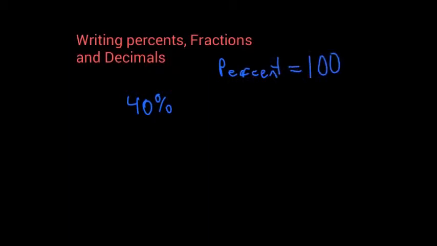And because there are two zeros on 100, I have to move my decimal twice. So if I'm converting to a decimal, I'm going to move it left. So if I move my decimal left twice, 40% would equal 0.40, or 4/10. I can drop the zero at the end because it has no value. And then to make that a fraction, I just write it like I said it, 4/10.